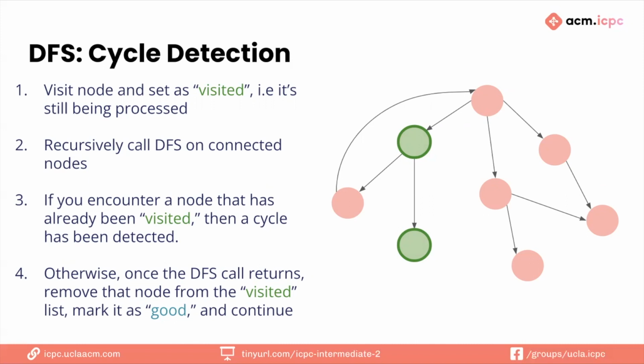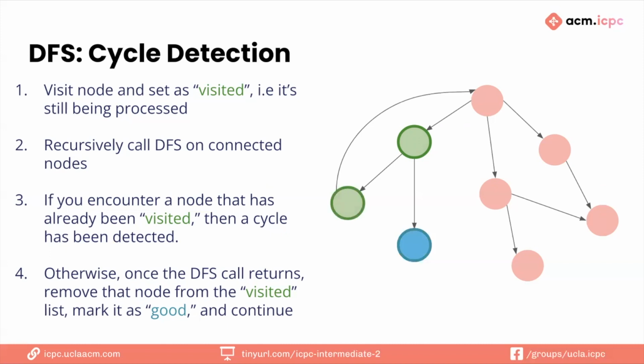For cycle detection, what we do is we change the status of the node from visited to good. What good means is there's basically no cycles involving this node. If we've run DFS on it and we weren't able to find a cycle from that node, that means we can eliminate it during our search for cycles. And we would continue our process of DFSing on other nodes.